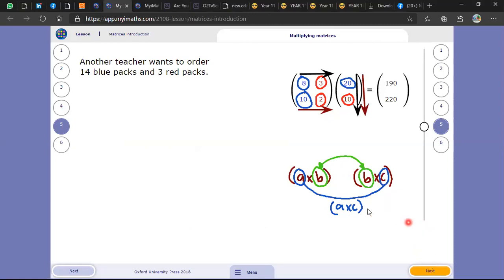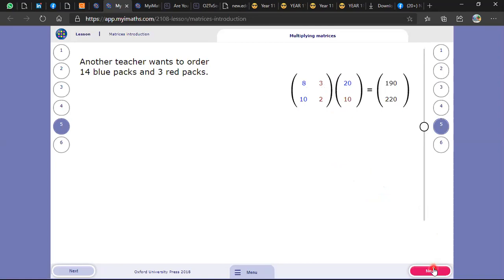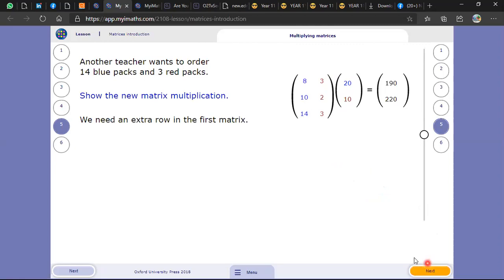We now have another teacher who wants to order 14 blue packs and 3 red packs. Let's see what happens with that. Including one more teacher, we show the new matrix multiplication because we need an extra row, okay, in the first matrix for a new teacher to come in. So this is a new teacher right here with 14 blue packs and 3 red packs.